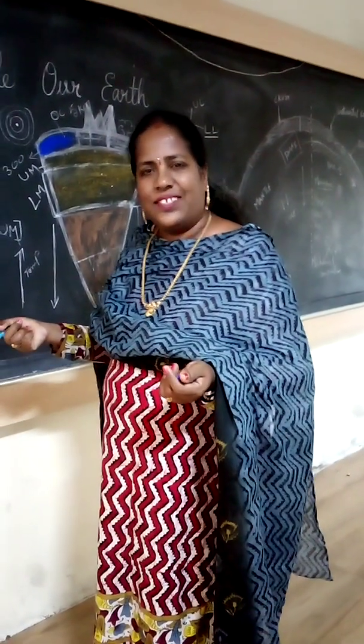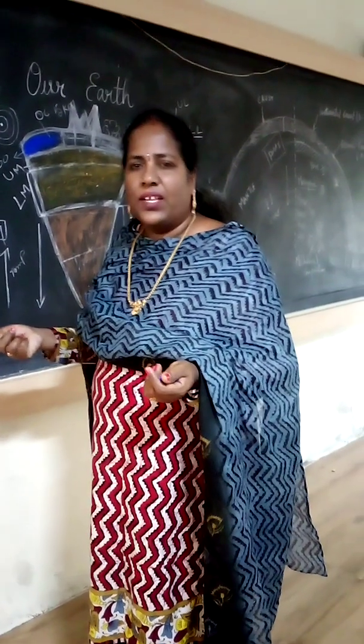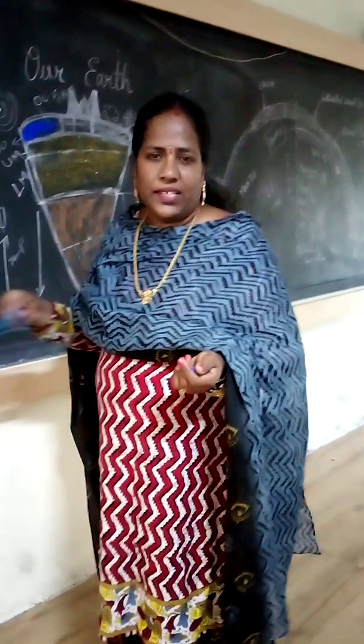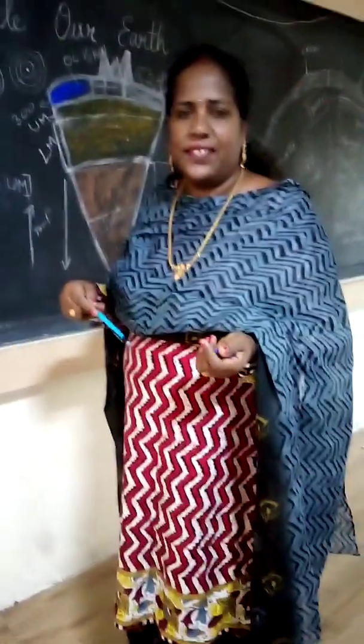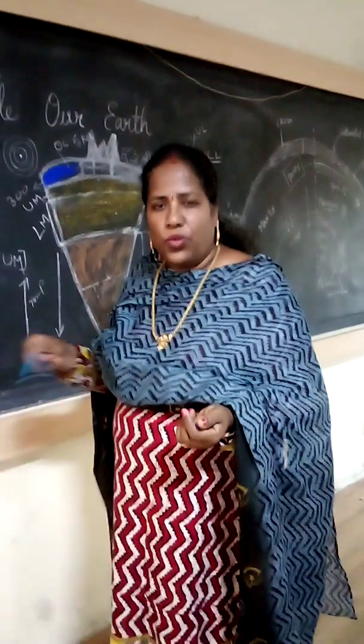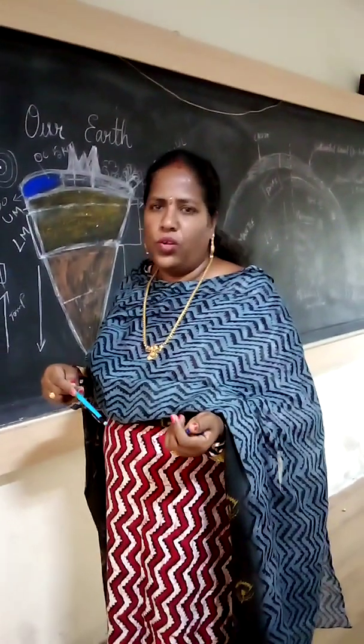Already you know our earth is called the blue planet. Why is our earth called the blue planet? Because 3/4 of our earth is covered with water. Oceans are there, lakes, seas, rivers, blue. So 3/4 is water. That's why our earth is called the blue planet.